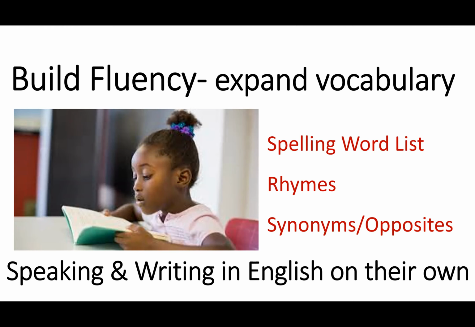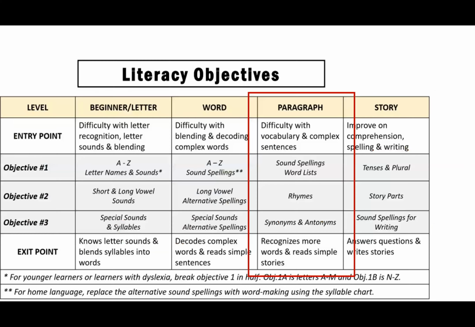So you might remember that we do have objectives. We have a spelling word list, we have rhymes, we have synonyms and antonyms or opposites. But all of those are actually just activities to build fluency and expand the children's vocabulary as they practice speaking and writing in English on their own so that they're able to read longer and longer text to go from paragraphs, simple paragraphs, to stories.